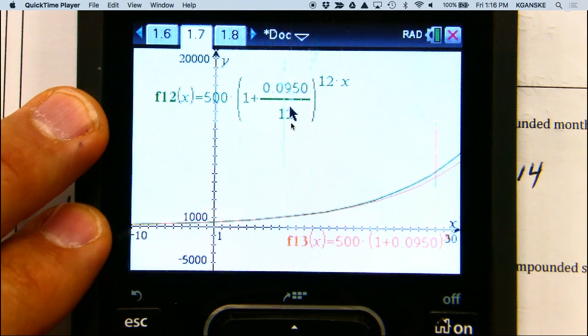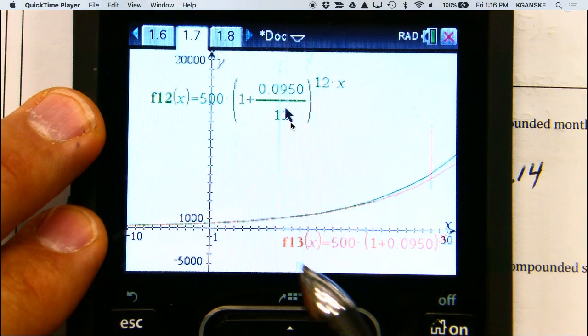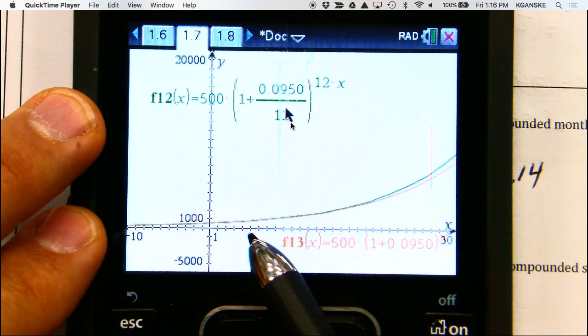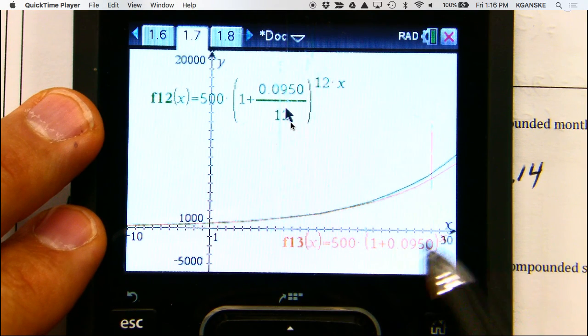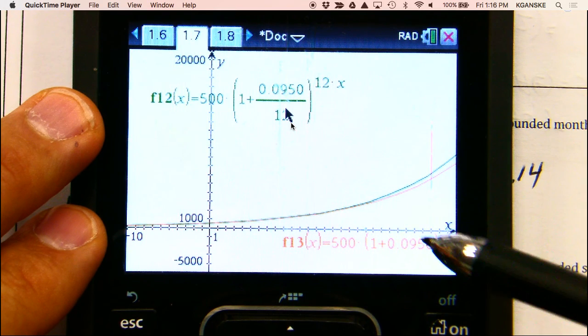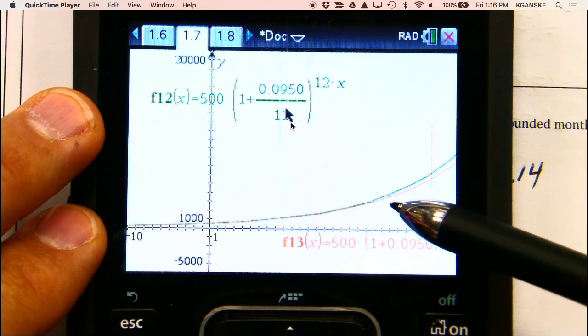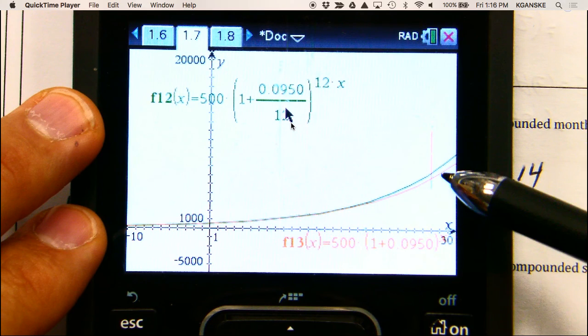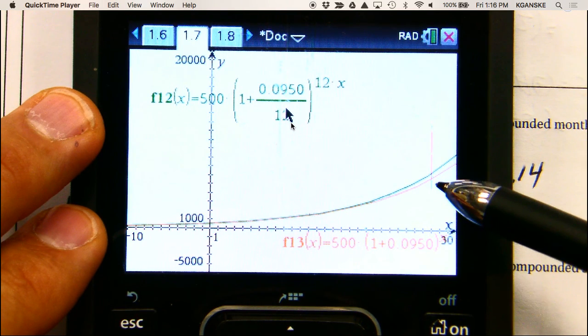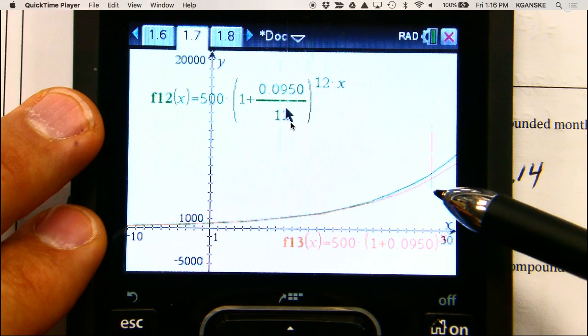It's almost identical off the beginning, right? We're a little below, okay? This is 30 years, right? So the only time that we see a significant difference is when we get out to 30, right? That's when that little chunk of compounding interest is going to make a difference.